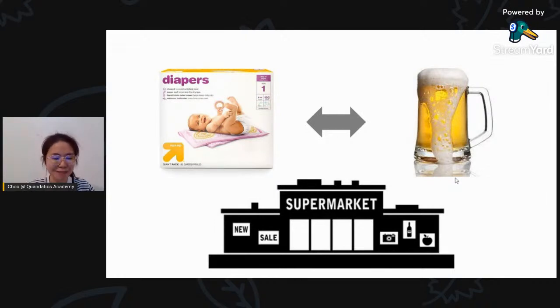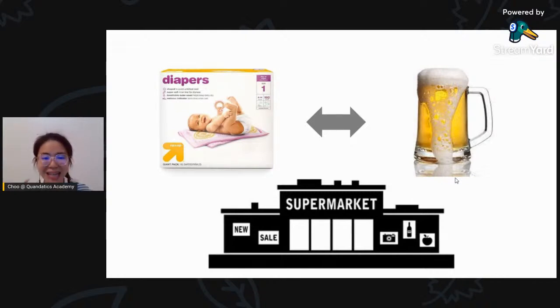Whenever diapers are sold, a lot of the time, that buyer will also buy a beer. Something quite out of expectation. Is it true? This is really true research. So this research found out that whenever diapers are being sold, beer is also selling together.